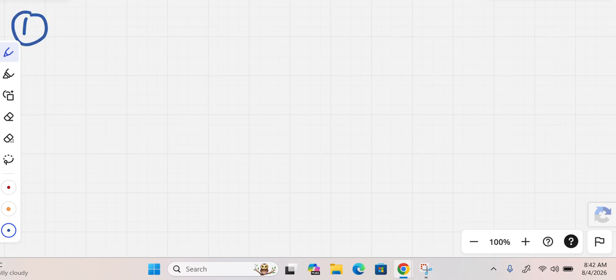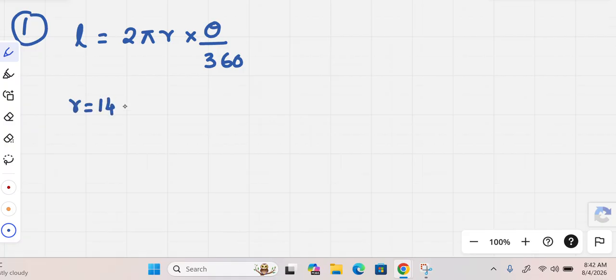First question was: an arc of a circle of radius 14 centimeter subtends an angle of 90 at the center. So very easy. The formula to use is L is equal to 2 pi r into theta by 360. This is the formula that you used, and in the question they have provided you information: r equal to 14 centimeter and theta equal to 90.